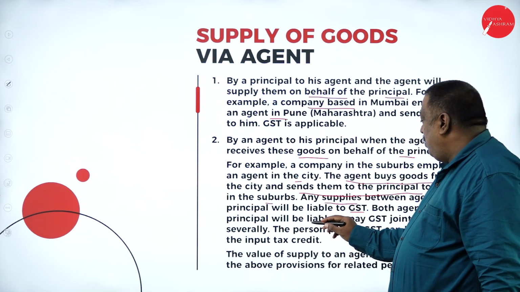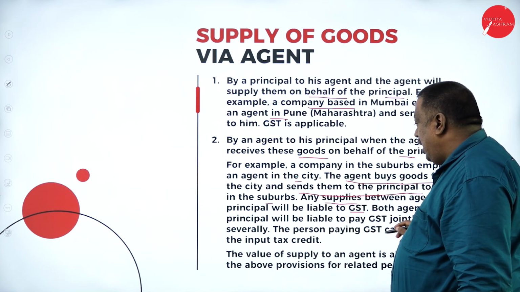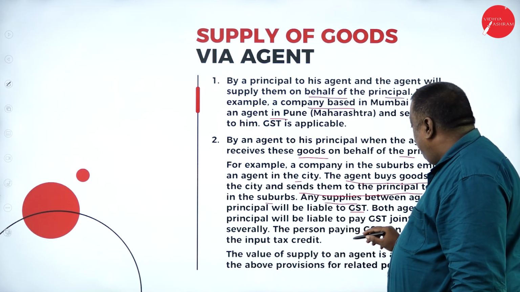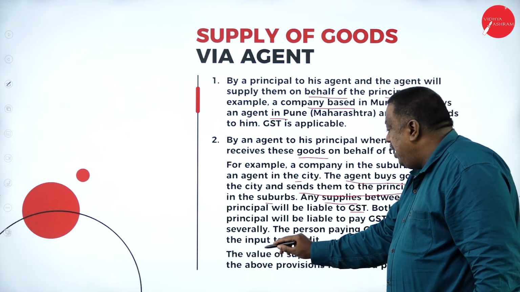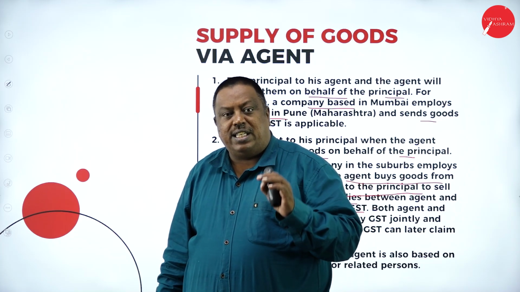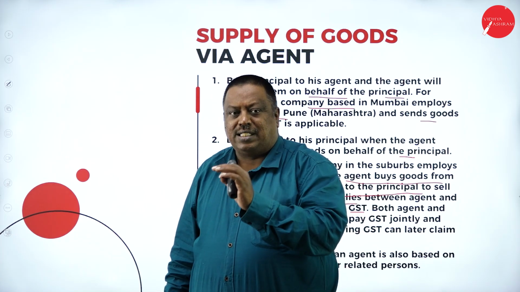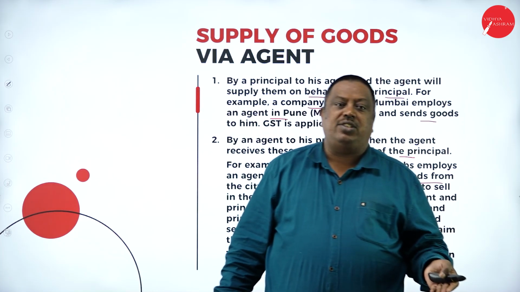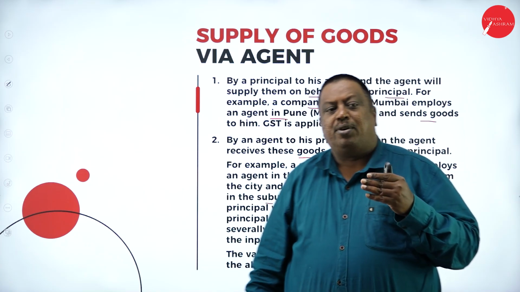Both agent and principal will be liable to pay GST jointly and severally. The person paying GST can later claim input tax credit. If the principal has paid the GST, he can claim the input tax credit. If the agent has paid the GST, he can claim input tax credit.